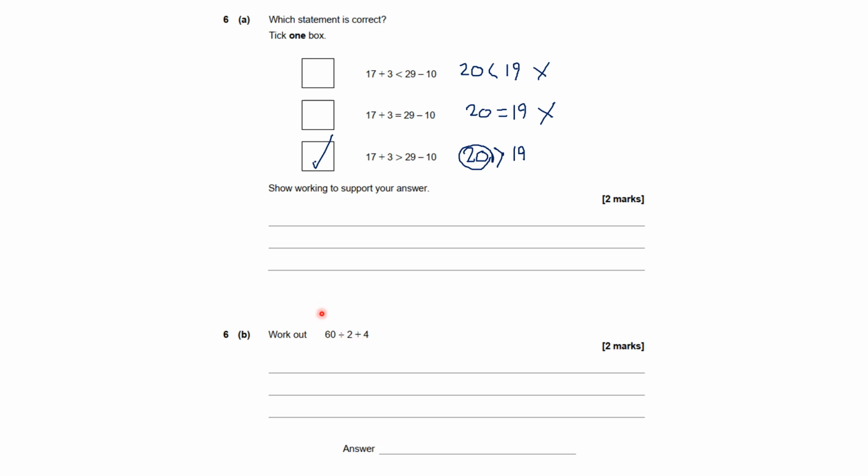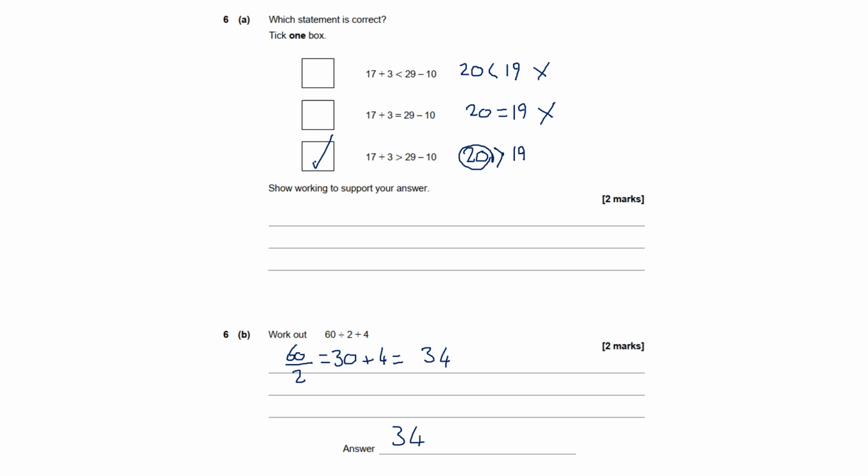The good thing about this question is it's written in the right order, because you've got your division here, and then you've got your plus. So it's quite easy for us to do, I think. So let's just write that out. So 60 divided by 2. Well, 60 divided by 2 is sort of like 6 divided by 2, but 10 times bigger. So that'll be 30. And then we've got 30 plus 4, which is 34. So we've got a nice, easy mark for that as well.